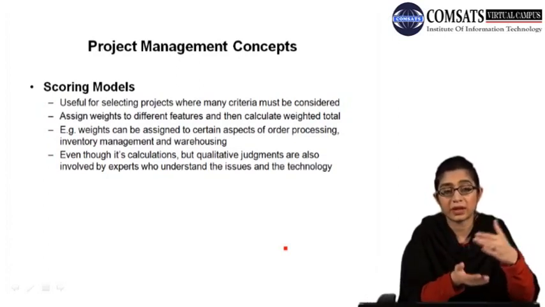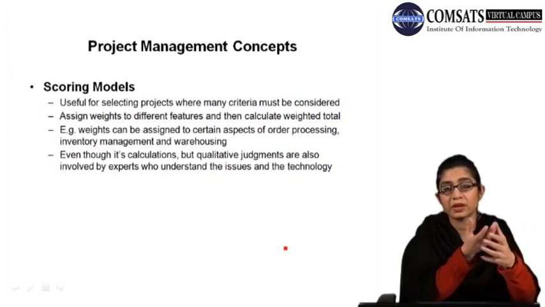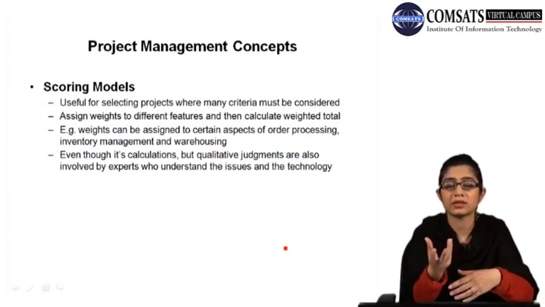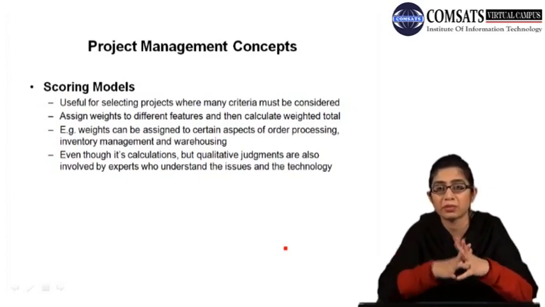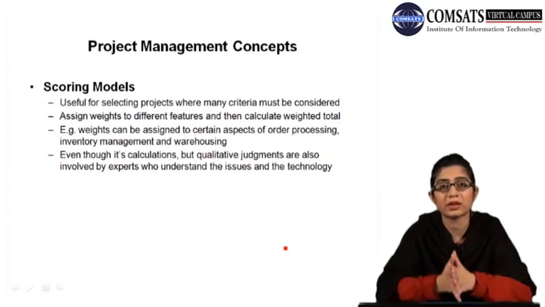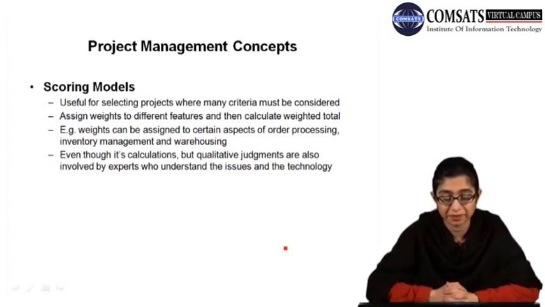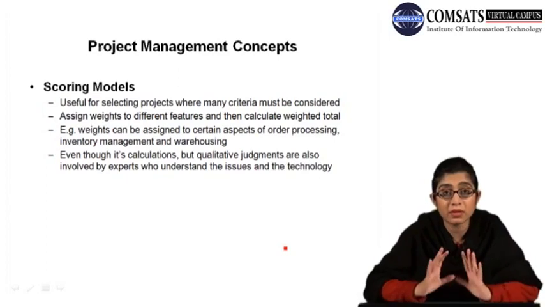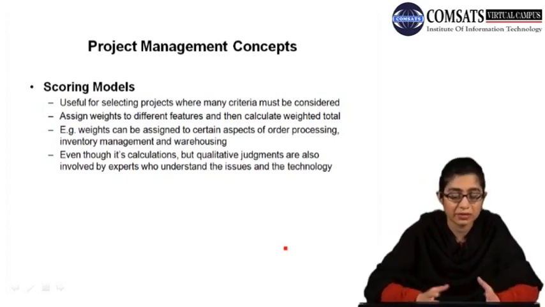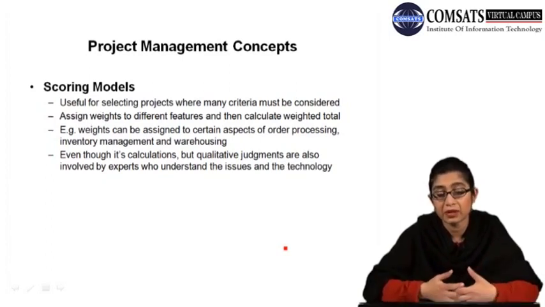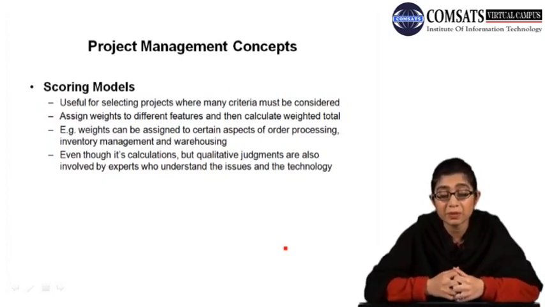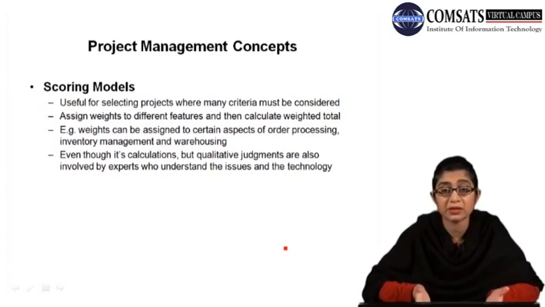so that they can evaluate that this function of the system is working at a 0.4 level, or this is working at a 0.3 level, and then they calculate what is required. So even though this is all about calculations and assigning weights, there is a lot of qualitative judgment involved here. It is done by experts who understand the issues and the technology. It's not only done by simple managers who have no idea about what enterprise systems are.